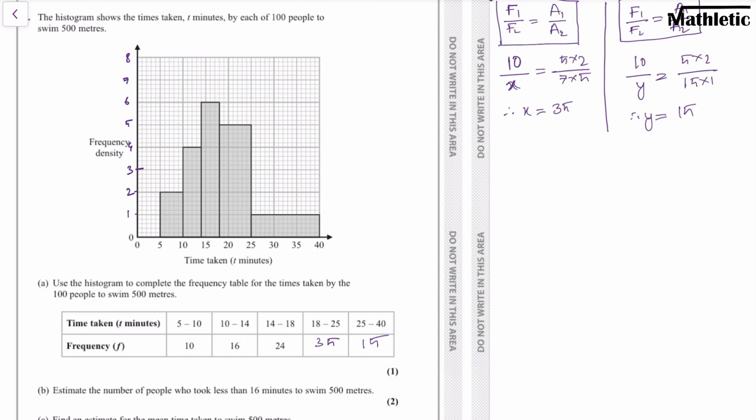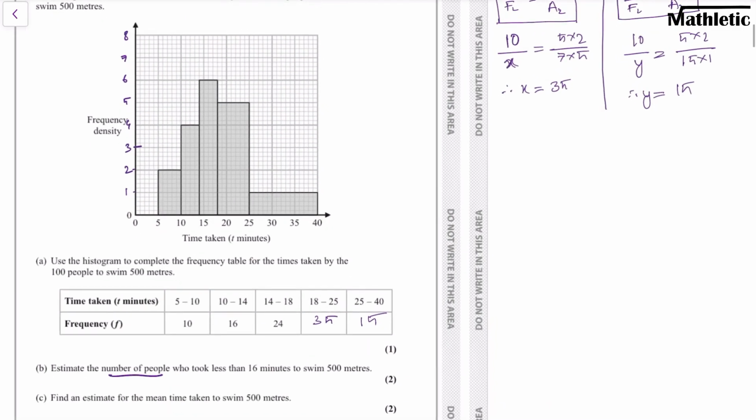Next, for part B, we need the number of people who took less than 16 minutes to swim. Suppose we needed the number of people who took less than 10 minutes, it means we are talking about this bar, right? Less than 10. So we need less than 16. 16 is somewhere over here. It's the midpoint of 14 and 18, right? So less than 16 means you are talking about this portion of this table.